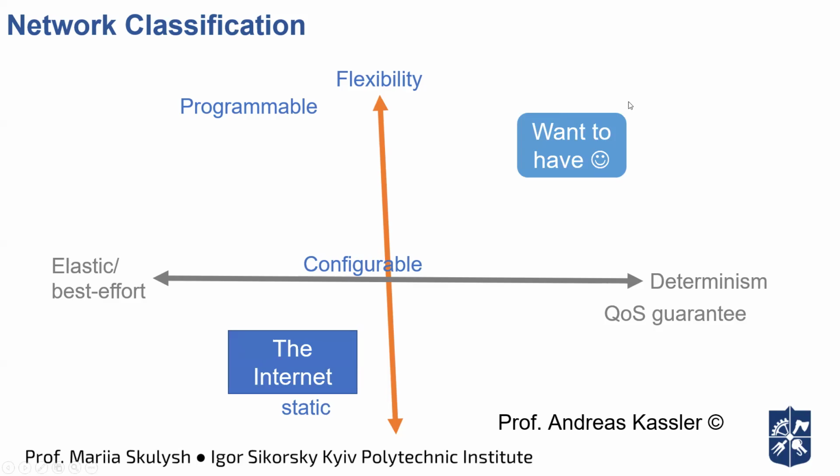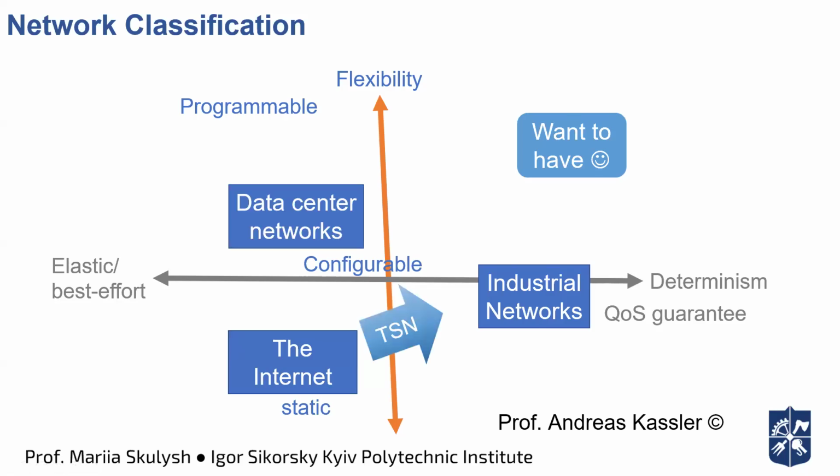So it is not what we need for all the tasks connected with car connection, big data transmission, and so on. We need flexible and understandable determinism. From the other side, we don't have these features with the usual internet. Industrial networks are not necessarily so flexible, but they for sure should have network QoS guarantee. From the other side, we have data center networks, which are programmable, best effort and elastic.